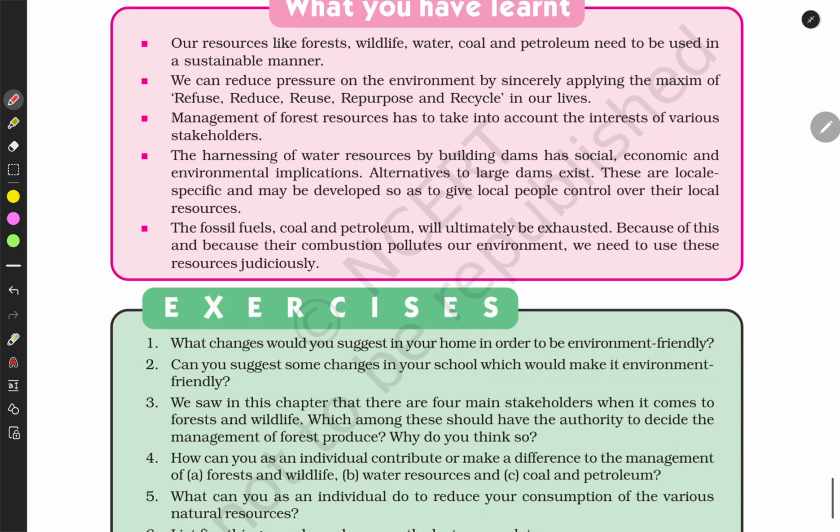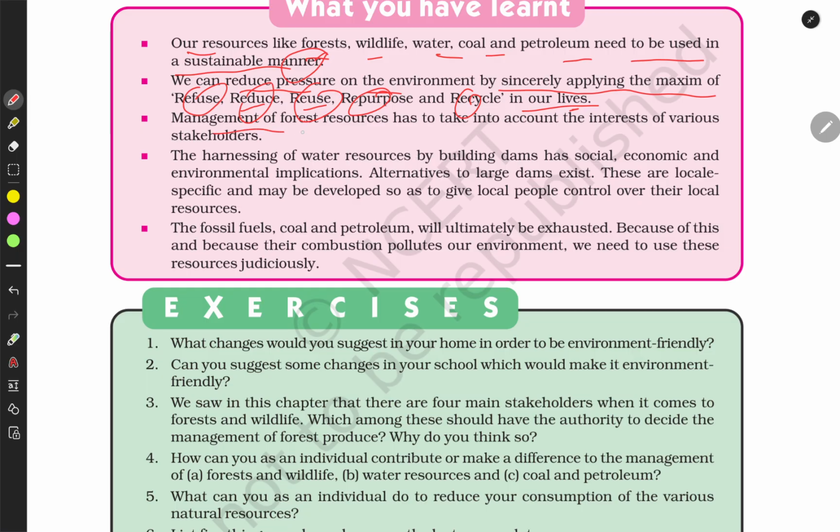Let's quickly revise this chapter. Our resources like forest, wildlife, water, coal, petroleum need to be used in a sustainable manner, and we can reduce the pressure on the environment by sincerely applying the maximum refuse, reduce, reuse, repurpose, recycle in our lives.